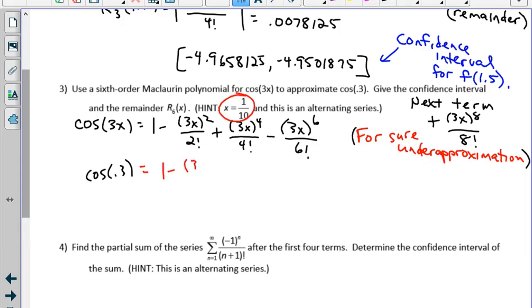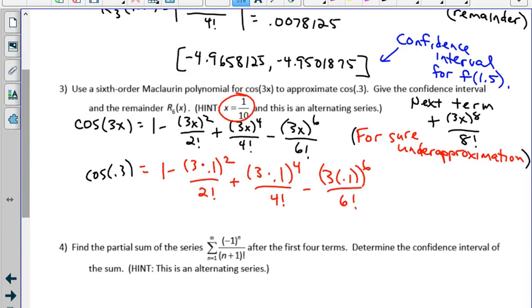So I have 1 minus (3 times 0.1) squared over 2 factorial plus (3 times 0.1) to the 4th over 4 factorial minus (3 times 0.1) to the 6th over 6 factorial. And that ends up equaling 0.9553364875. Now, when you're doing problems like this, you're probably going to want to keep as many decimal places as you possibly can from your calculator, because we're dealing with very, very minute differences in a lot of things. So this is our approximation of cosine of 0.3. So I probably should put squiggly equal signs there, since it's definitely an approximation.